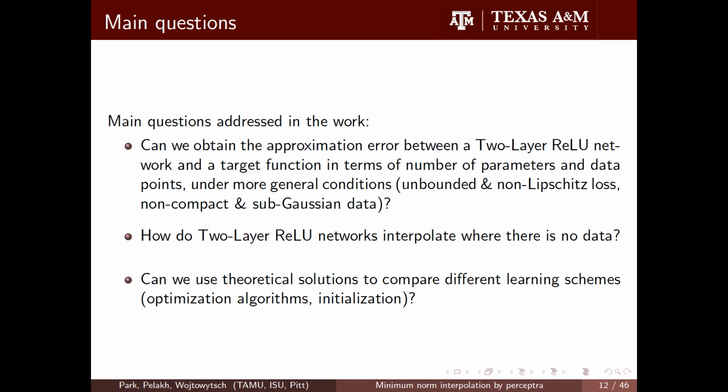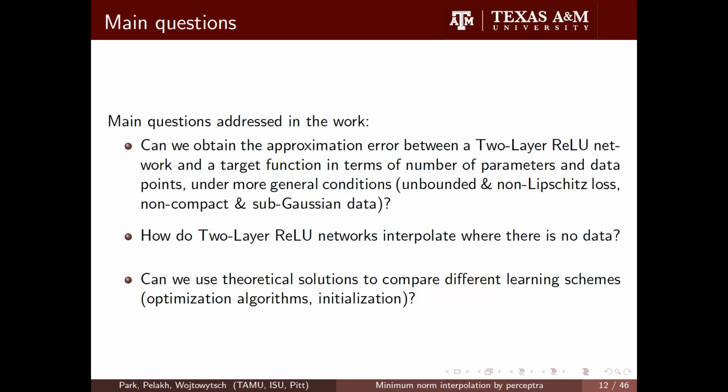And we want to extend that result to address the restrictions of universal approximation theorems. We want unbounded and non-Lipschitz loss, and non-compact data support, which we will assume is sub-Gaussian. And suppose we fit the data well with the two-layer ReLU neural network, how does that network interpolate where there is no data? That's another story.